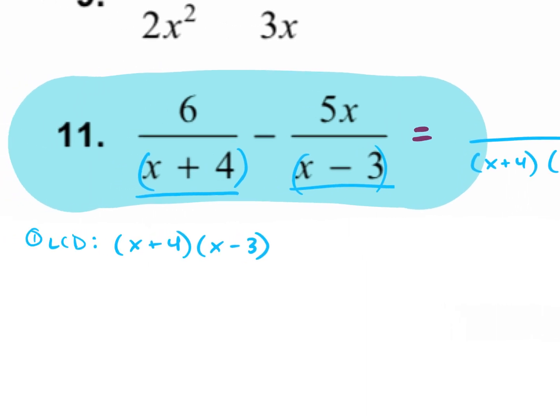So we did step 1. We found the least common denominator. What's step 2? Multiply by what? By the missing ones. So what's our first fraction going to get multiplied by? x minus 3. What's the second one going to get multiplied by? x plus 4.